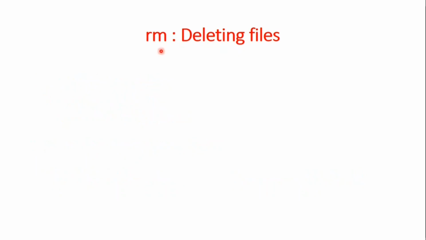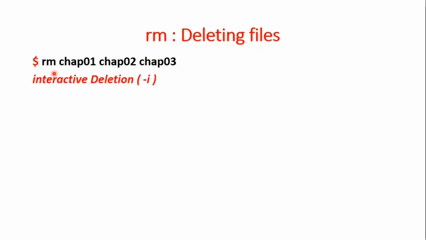Now let us look into the rm command, which is used for deleting files. Here in this example, rm accepts three file name arguments, chap01, chap02, and chap03, which will be removed one by one in the order in which they are passed to the rm command. It is also possible to have interactive deletion by making use of the option -i.